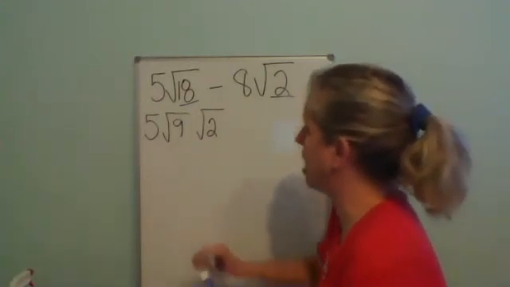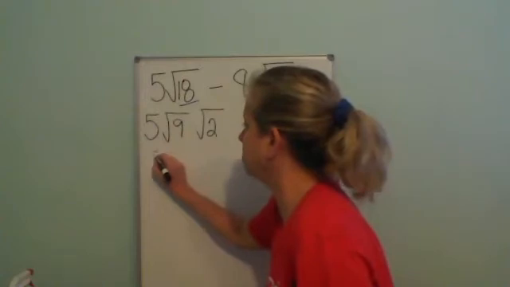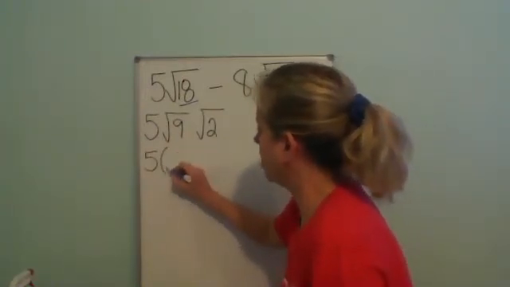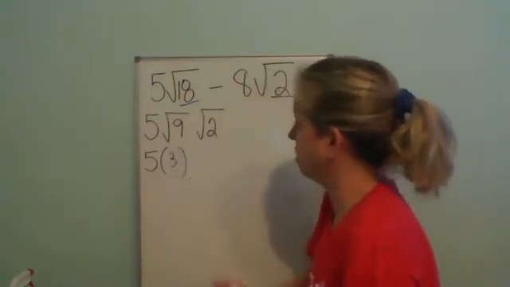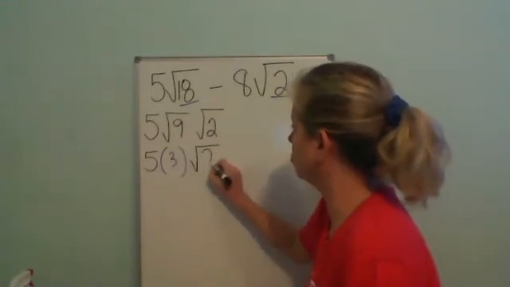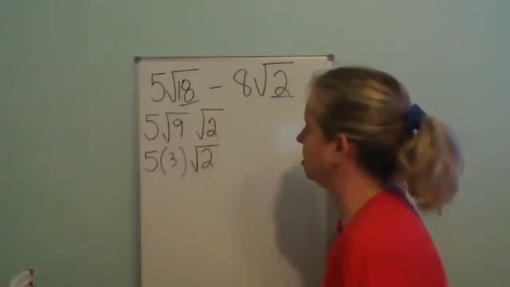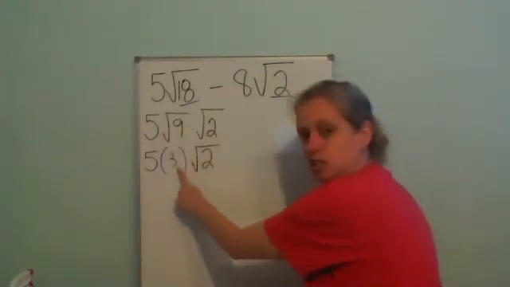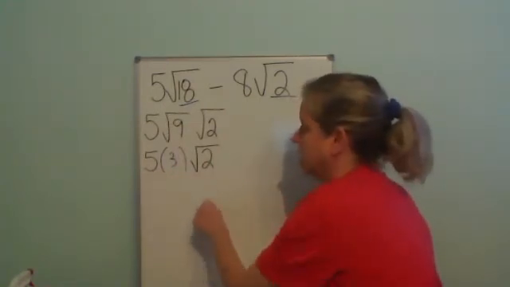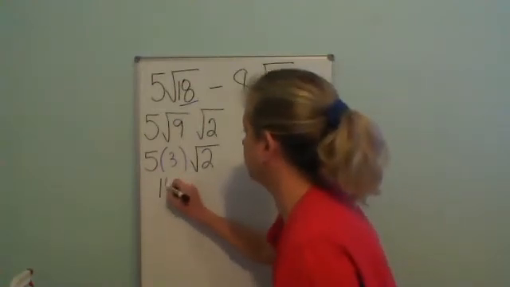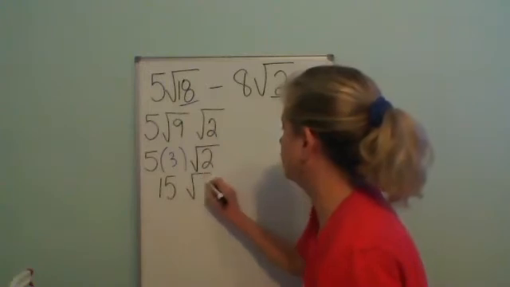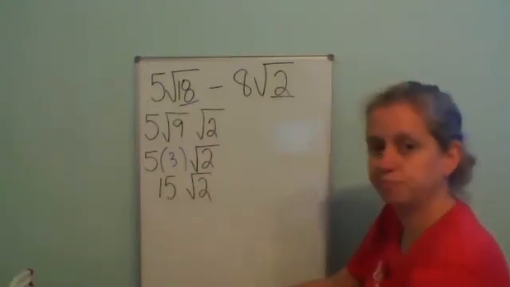So let's see what we're going to have. This 5 just comes down. Out of here is going to become a times 3. Drop down your square root of 2. Remember, it's the leftover. It's just going to come down. So this square root of 9 turns into a 3. Now look what you have here. You've got 5 times 3, which gives you 15. And then drop down your square root of 2.